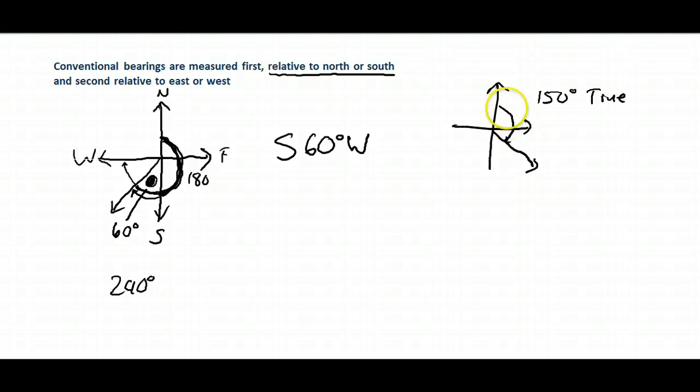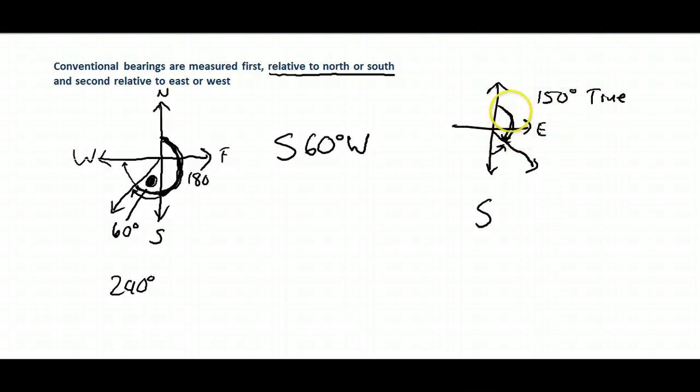If we've got a true bearing of 150 degrees, like we do here, this is 150 degrees. If we want to convert that into a conventional bearing, then we've first got to measure relative to north or south. So it's closer to south, so we'll measure relative to south. And then we've either got to go to west or to east. We're going to go from south to east, because it's on the eastern side. Okay, how far on the eastern side?